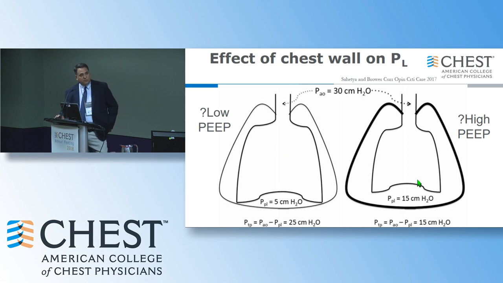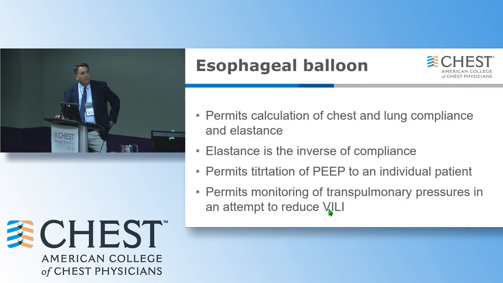Over here, airway pressure again is 30, but the pleural pressure is much higher. And the pleural pressure is higher because of the effect of the chest wall, which they sort of drew here as a dark line. So this cartoon has a much stiffer chest. And so when you look at your pressure here, the transpulmonary pressure, the airway pressure minus the pleural pressure, it's 15 centimeters of water pressure. So if you just go by this, the plateau pressure here might be high, when in fact, it's not really reflective of what's going on in the lung, it's more reflective of what's going on in the chest wall.